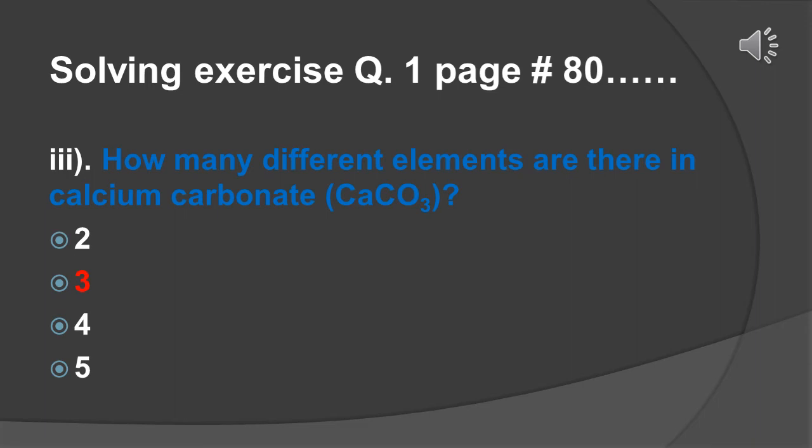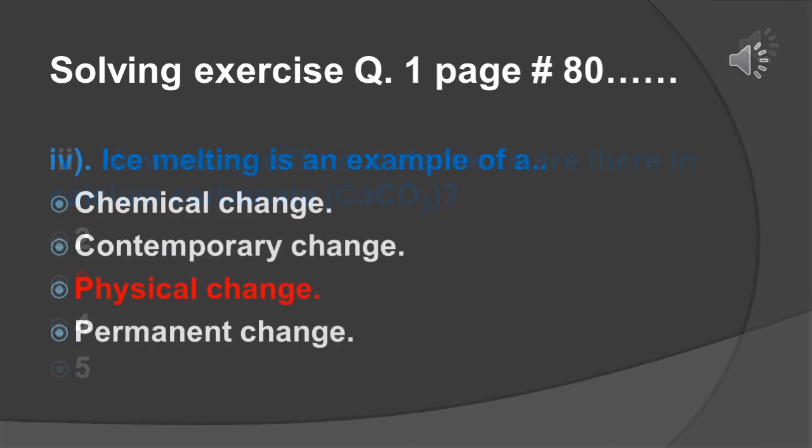In this statement we have to sort out the types of atoms in the compound calcium carbonate. Option 1 is 2 atoms. Option 2 is 3 atoms. Option 3 is 4 atoms. Option 4 is 5 atoms. We can easily calculate the types of atoms in a compound by the given symbols. As 3 different symbols of elements are there in the compound calcium carbonate, so we can say option 2 is correct for this statement. Fourth statement is 4.